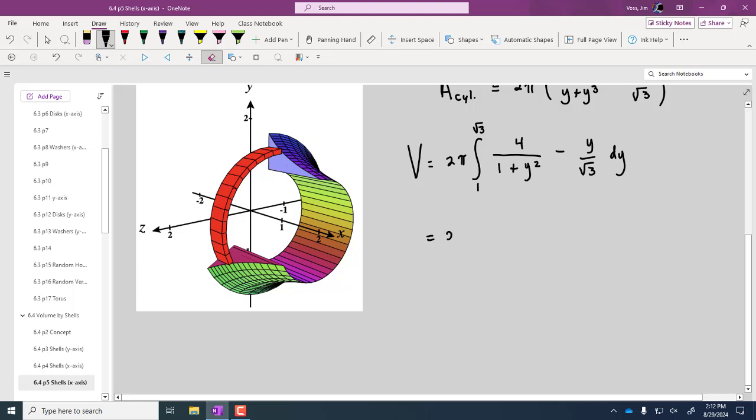So this is going to integrate to inverse tangent right here. So the 4 is a constant, so it will be 4 times the inverse tangent of y. And then this one is a polynomial, so we're going to get y squared divided by 2. There's already a constant in the denominator. It will get combined with the 2. And let's see. I guess that's everything. And that goes from 1 to root 3.